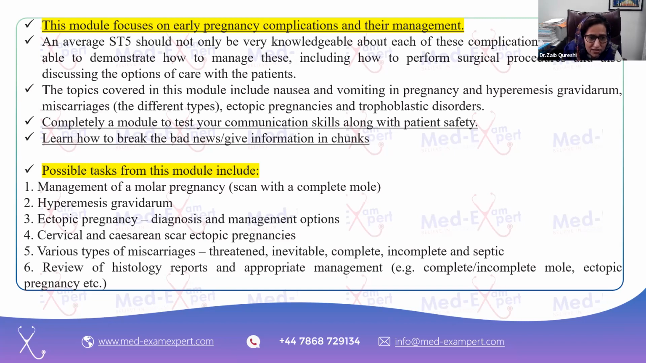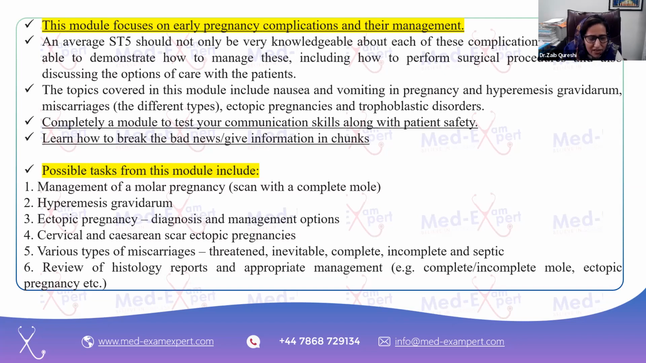Altogether, this is the module which is going to test your communication skills along with patient safety. Of course, you are going to communicate on the basis of your clinical knowledge, your practical skills, how you behave, how you talk, how you break the news and all. And of course, patient safety is going to be the prime element there.